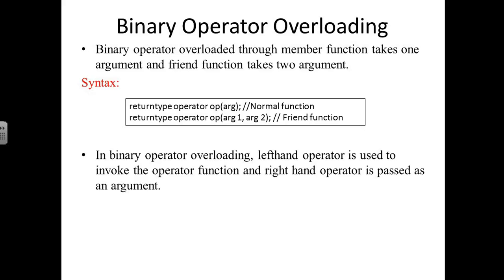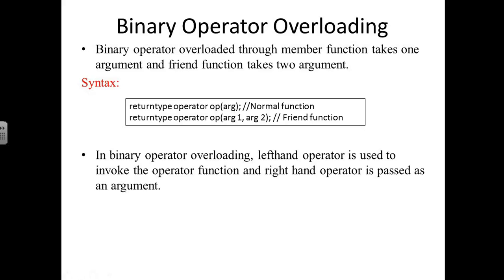A binary operator overloaded through a normal member function will take one argument, whereas using a friend function it will take two arguments. Here we need to compare binary operator overloading with unary operator overloading. Remember the syntax for unary operator overloading: if we overload the unary operator through a normal member function, it won't take any argument, whereas in binary operator overloading, it will take one argument.